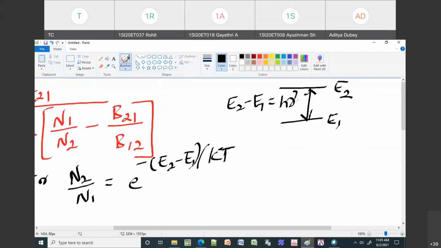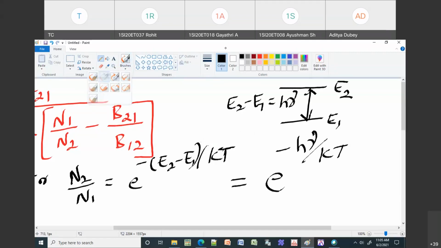It is the difference between two energy levels, and I can always use this equation E2 minus E1 is equal to h nu. So I'm going to write this again as e to the power of minus h nu by KBT, or kT. You can use anything. You can use either KB or just K. It is the Boltzmann constant. So that is not a problem.